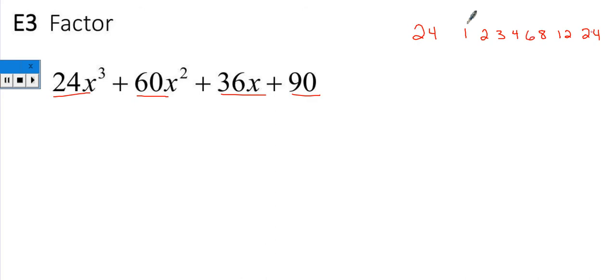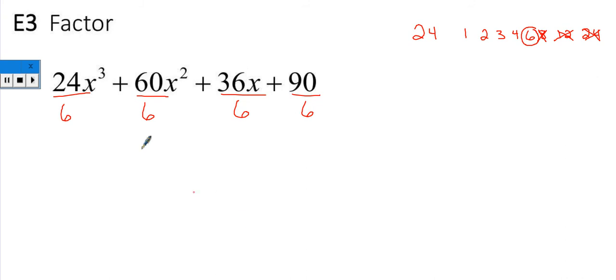So 24 will not go into 60, so that one's out. 12 will not go into 90, so that one's out. 8 will not go into 90, so that one's out. 6 might work. 6 goes into 60, 6 goes into 36, 6 goes into 90. Very cool. So 6 is the biggest number out of all the factors of 24 that will go into here. So that is your GCF for all 4 terms. Remember, if it's a GCF for all 4 of them, it's got to be done first.